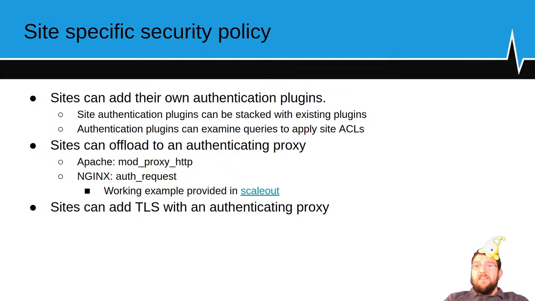The idea is that it will be substantially easier for a site to set up their own specific authentication system with Apache or Nginx than write a new C-based plugin for Slurm REST. Sites can also choose to add connection encryption by using an authentication proxy.